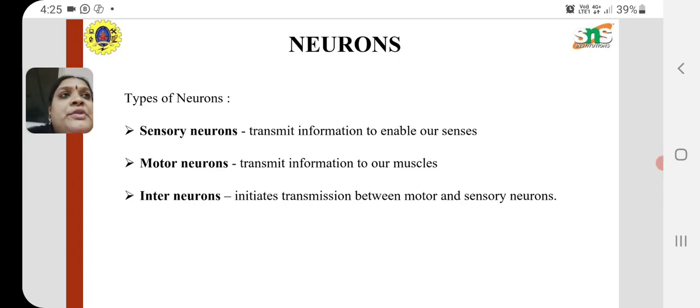This is the continuation of the previous video where we saw the human neuron comparison with the artificial neuron structure. So, we will be seeing about types of neuron here. We have three types of neuron: sensory neurons, motor neurons, and interneurons. Sensory neurons transmit information to enable our senses, whereas motor neurons transmit the information to all the muscles, and interneurons act as the transmitter between the sensory neurons and the motor neurons.